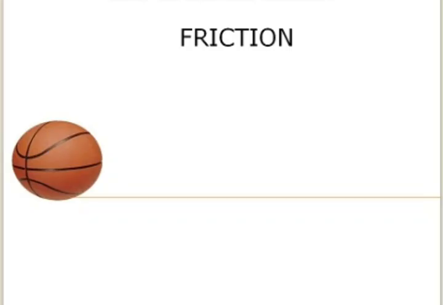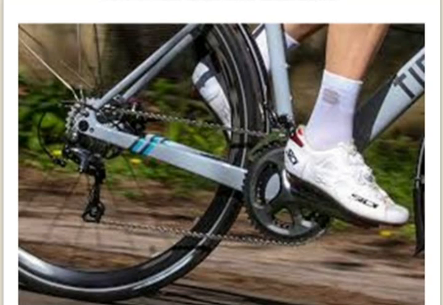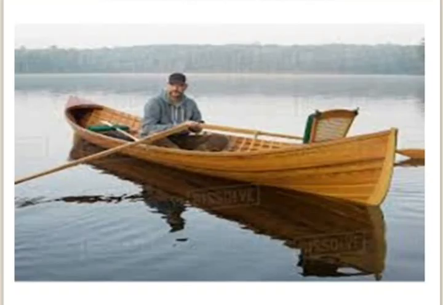Now let us discuss some other examples. A ball rolling along the ground gradually slows down and finally comes to rest. When we stop pedaling a bicycle, it gradually slows down and finally comes to a stop. Similarly, a boat comes to rest if we stop rowing. In all these situations, no force appears to be acting on the objects, yet their speed gradually decreases and they come to rest after some time.